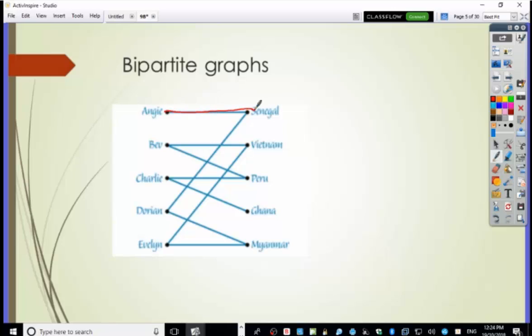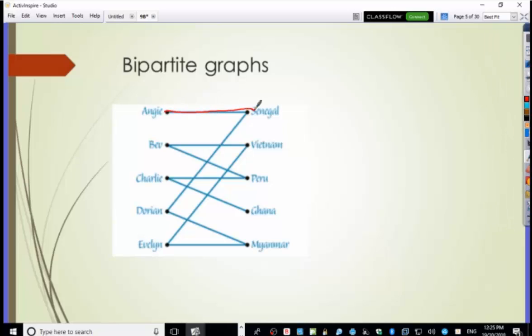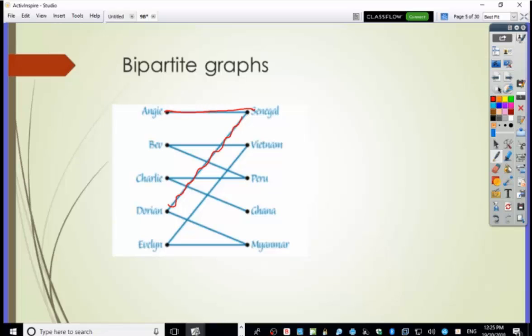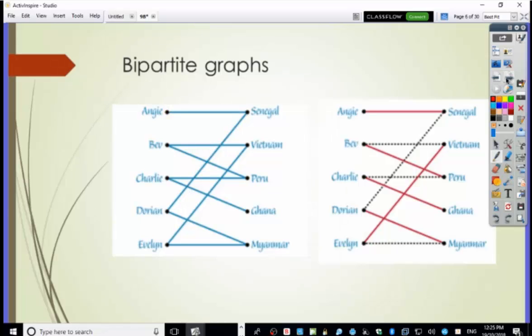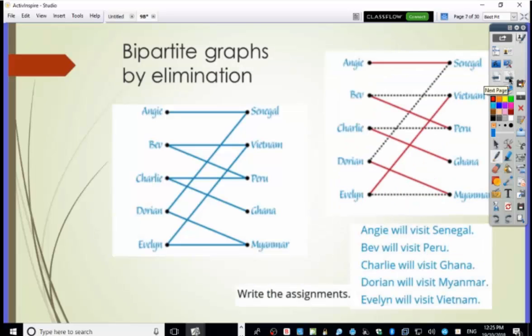I'm not going to go through it all again, but this is the simple way of doing it. If Angie goes to Senegal, then Dorian can't go to Senegal. It's that kind of process where you eliminate people and select people that decides who is going to do what. Without finishing it off, because we did it yesterday, you finish up with that, which in turn finishes up as that. So we made the assignments.